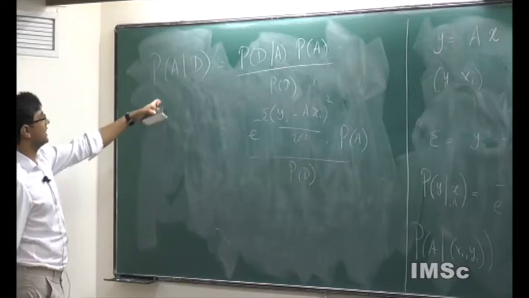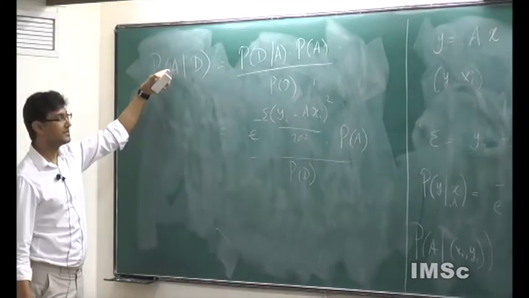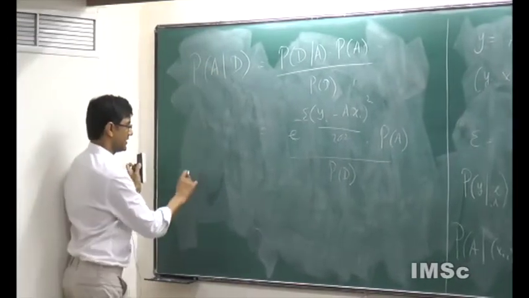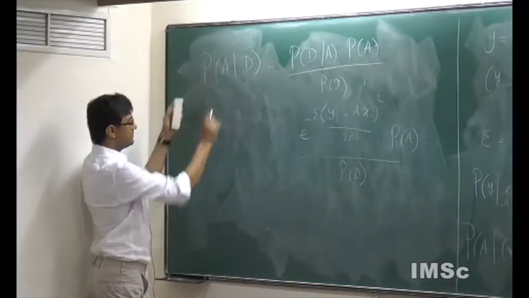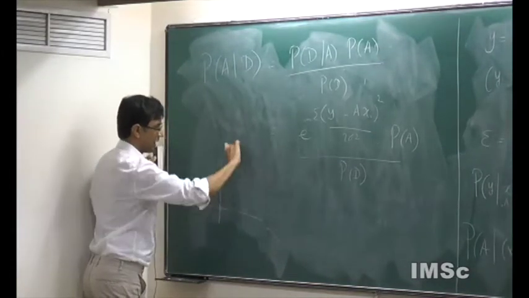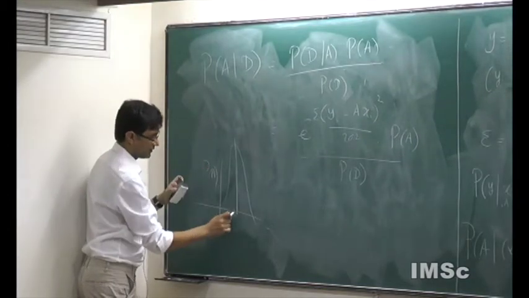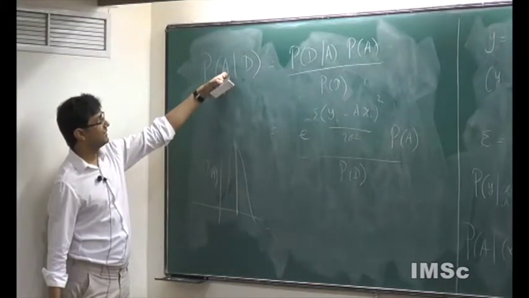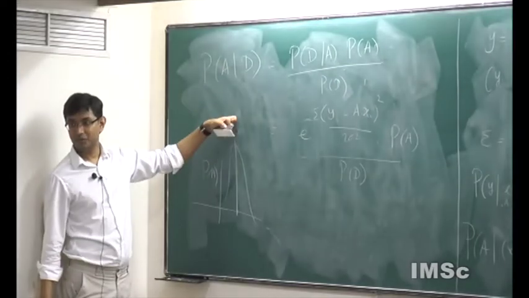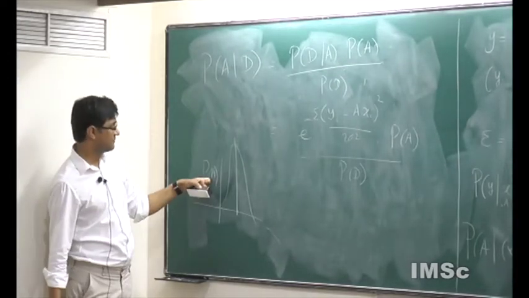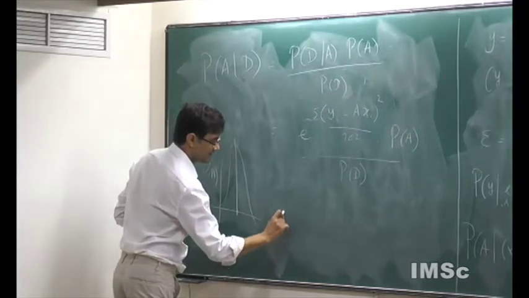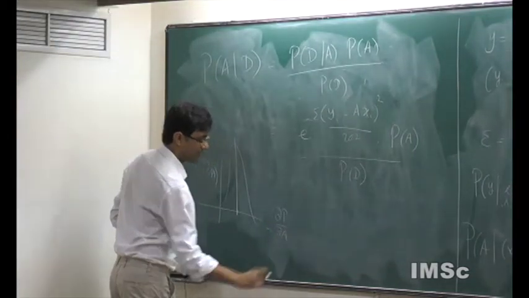And now what do I want to do? I want to maximize, I want to find out which is the place where the probability is maximum, right? So now this will give me some probability distribution for A, right? So this is P of A, and I want to find out where is the mode of the probability distribution. I want to maximize P of A. So I want to maximize del P del A, right?